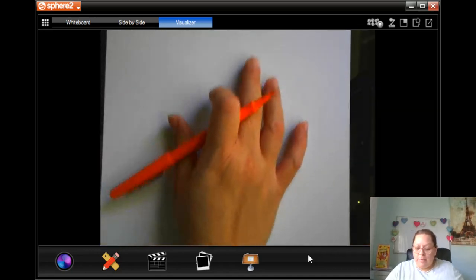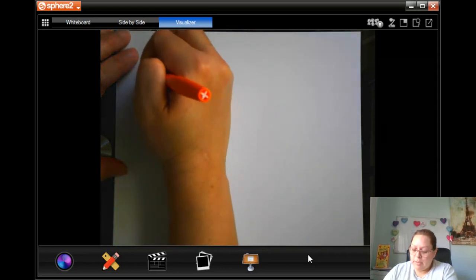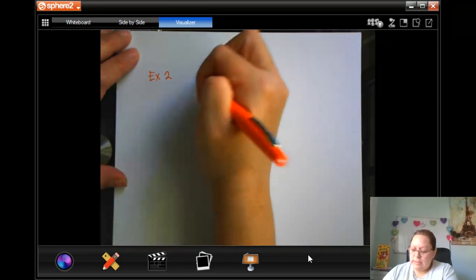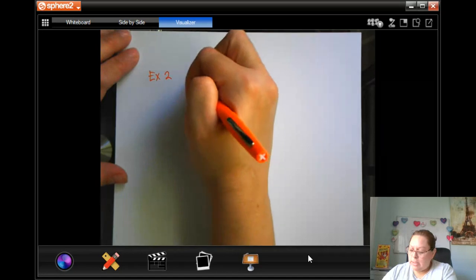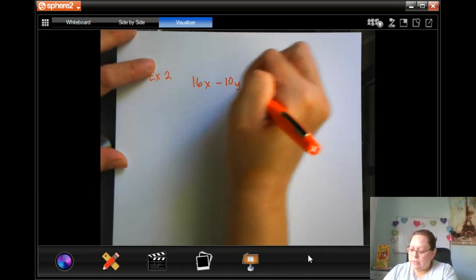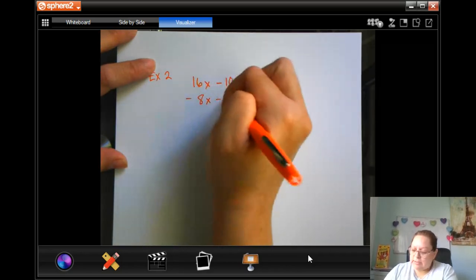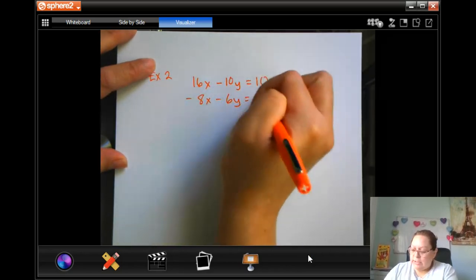This one is a little bit more complex. This is example 2. This is 16x minus 10y equals 10, and -8x minus 6y equals 6.